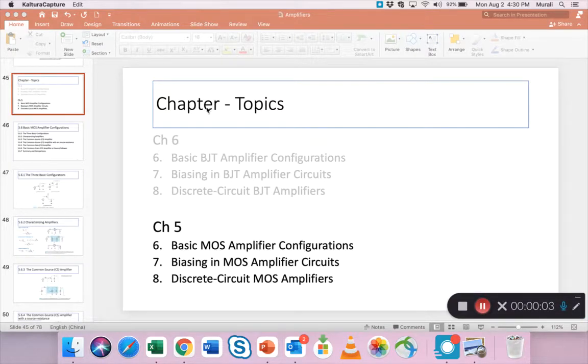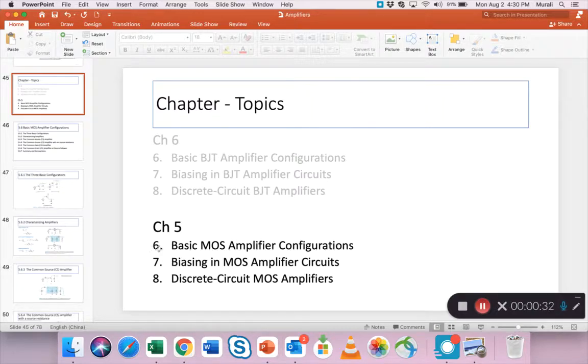Welcome back, class, and we will move on to chapter 5 material on amplifiers. Chapter 5 is MOS. We already did BJTs, chapter 6. So the order is reversed. You must excuse me for that. But chapter 5, MOS amplifiers, MOSFET amplifiers, we follow the same sequence.